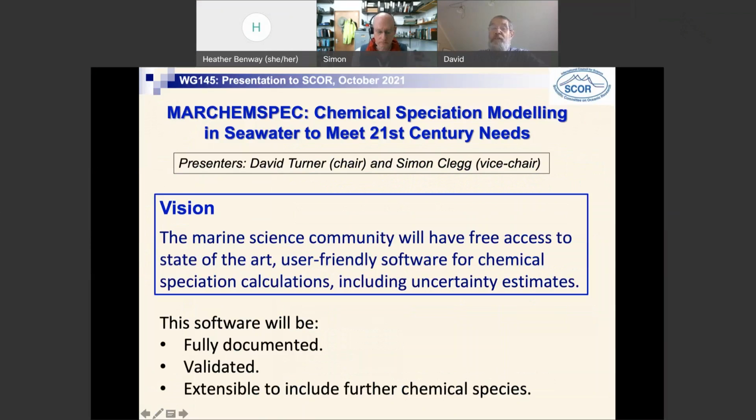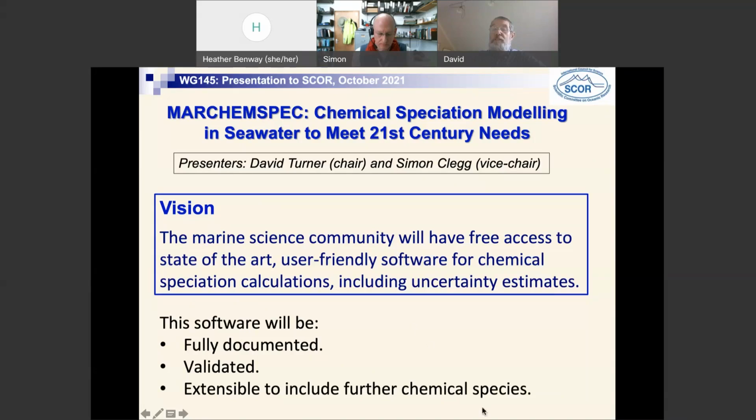Working Group 145 is concerned with chemical speciation modelling, which is widely used in analysing and interpreting the interactions of seawater with the biota, sediments, and the atmosphere. Almost all published modelling results use individual models that lack full documentation of the model parameters used and their sources. Our goal is to address this problem with freely available software as set out in our vision.